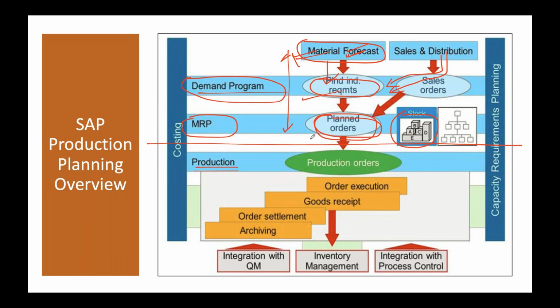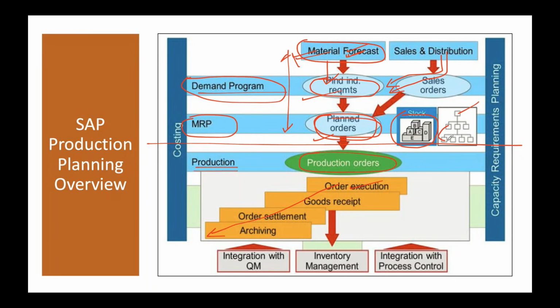The planned orders that MRP creates will be converted to production orders, and then the production execution will start. Production execution, like they create the production order. After that, they will check all the material availability. After that, they will check the machine availability. After the machine availability is checked, they will release the order, and then they will take the raw materials from the warehouse to produce a product.